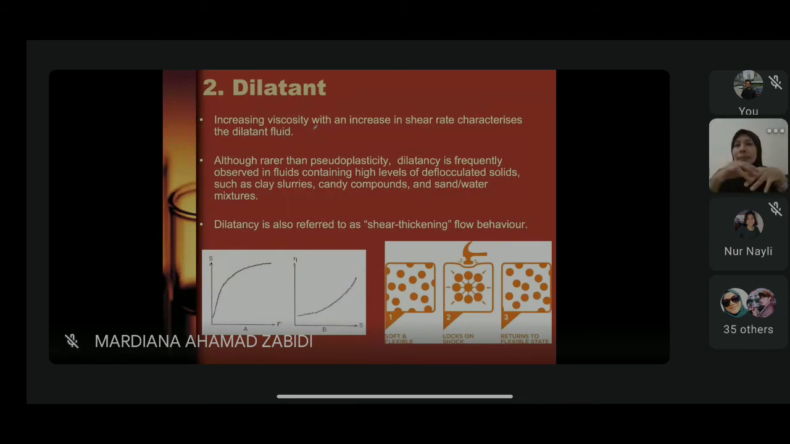Dia akan jadi semakin pekat. So that property of the mixture is known as dilatant. Lepas ni boleh lah, sambil you buat kuih onde-onde tu, this one is the dilatant property. Bagi tahu kat mak you.